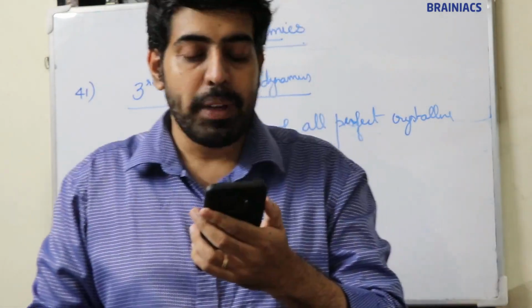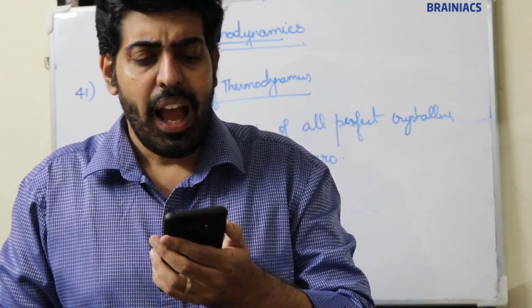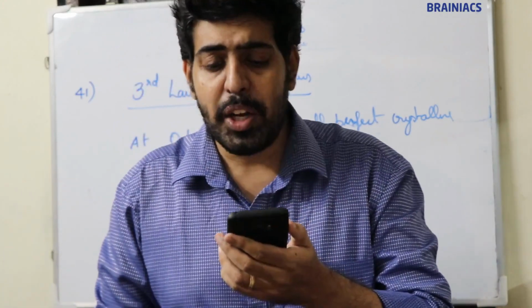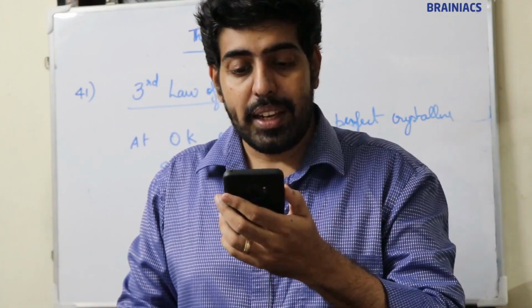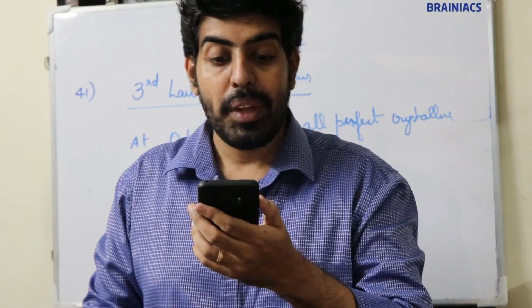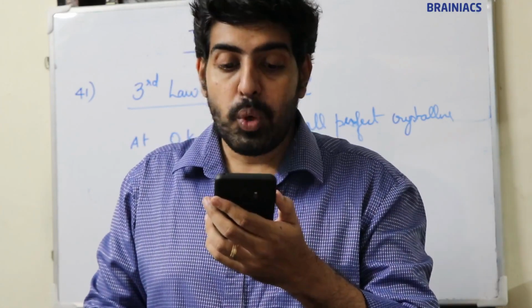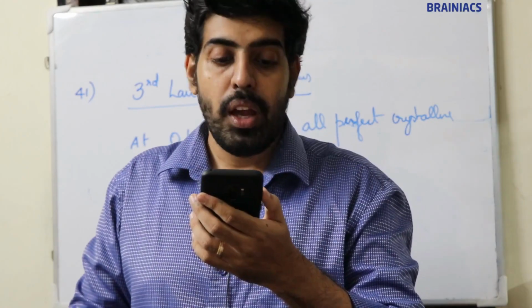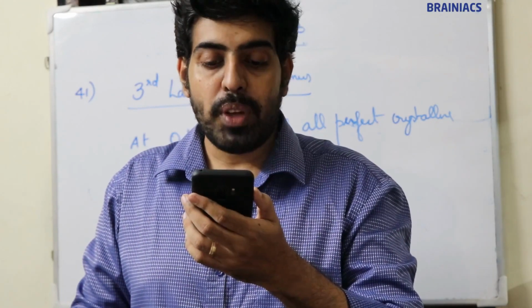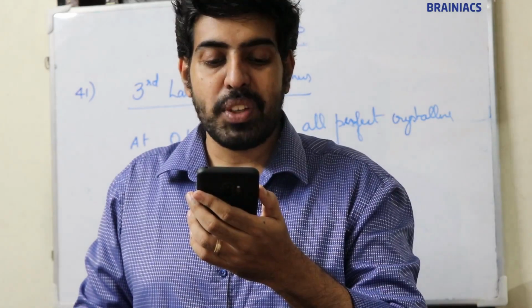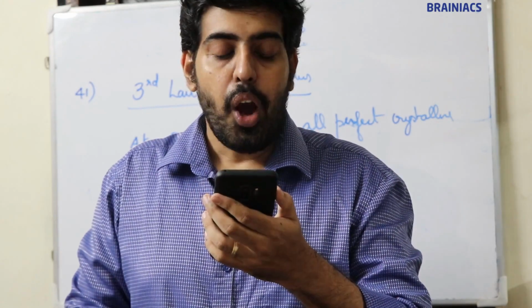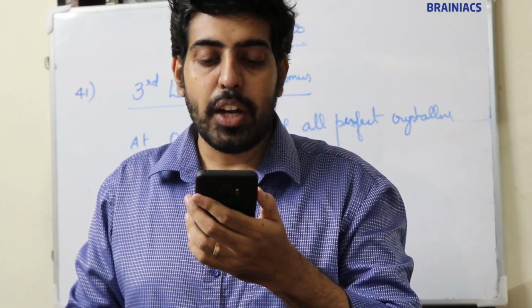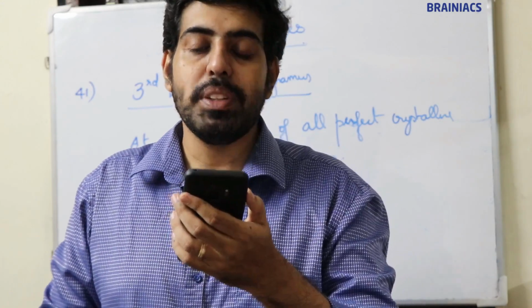Question number 41. Identify the correct statement regarding entropy. Option 1: At absolute zero of temperature, the entropy of all crystalline substance is taken to be 0. Option 2: At absolute zero of temperature, the entropy of a perfect crystalline substance is taken as positive. Option 3: At absolute zero of temperature, entropy of perfectly crystalline substance is taken to be 0. Option 4: At 0 degrees Celsius, the entropy of perfect crystalline substance is taken to be 0.